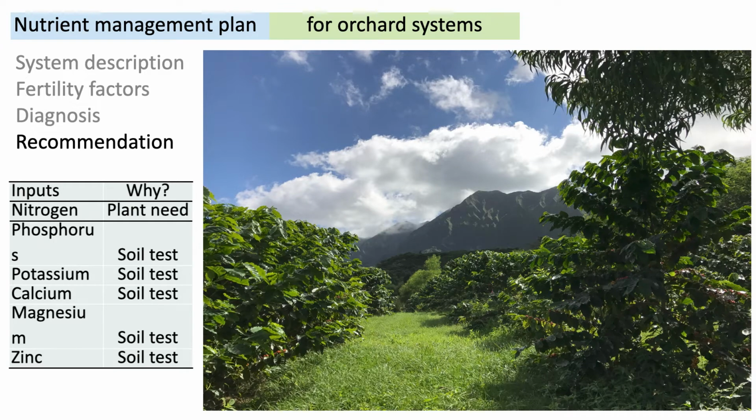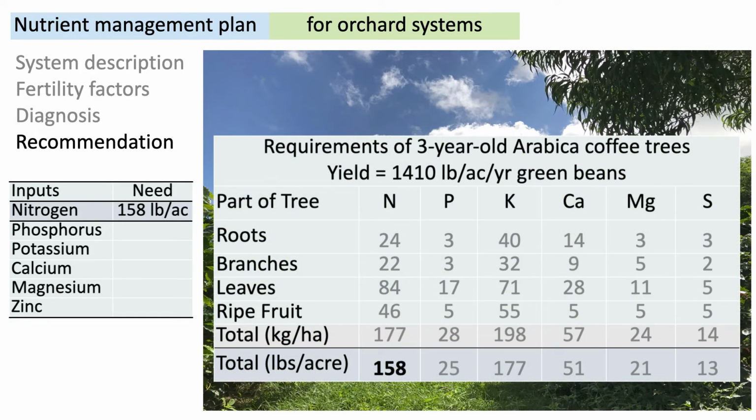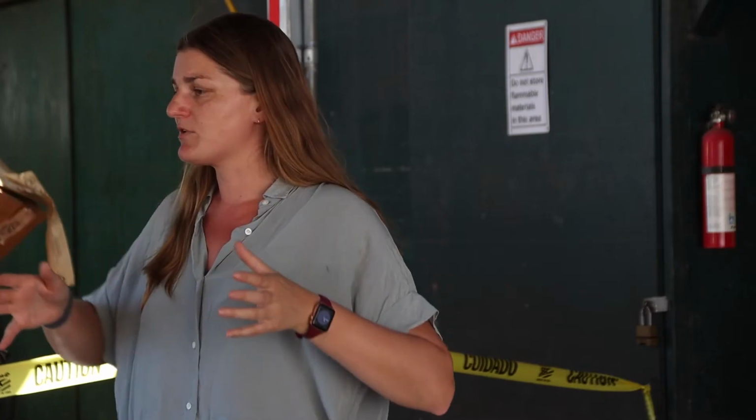So I want to show recommendations that we made for nitrogen, phosphorus, potassium, calcium, magnesium, and zinc, and go through some of these recommendation steps. And so, as I mentioned, this yield was 1,410 pounds per acre per year. So what I did is I used that previous table and I just scaled it up. If you remember, that previous table was 1,000, I just scaled it up because it's a little bit above that.